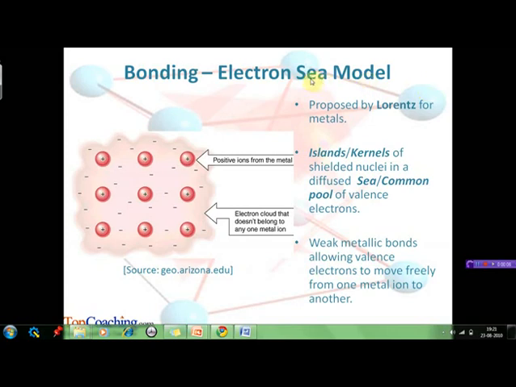Scientist Lorentz proposed the Electron Sea Model to explain bonding in metals. According to this model, there are islands or kernels of shielded nuclei in a sea or common pool of valence electrons. Among alkali metals, the sea is very diffused and the binding is relatively weak, resulting in weak metallic bonds. Thus, the valence electrons move freely from one metal ion to another without much difficulty. This model explains the various physical properties exhibited by the alkali metals.